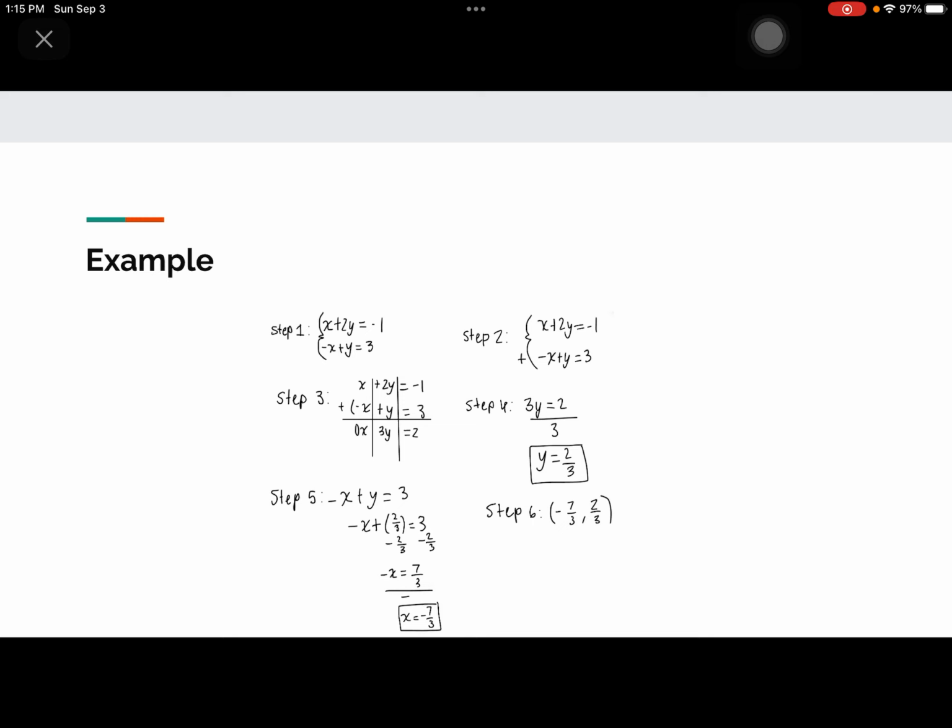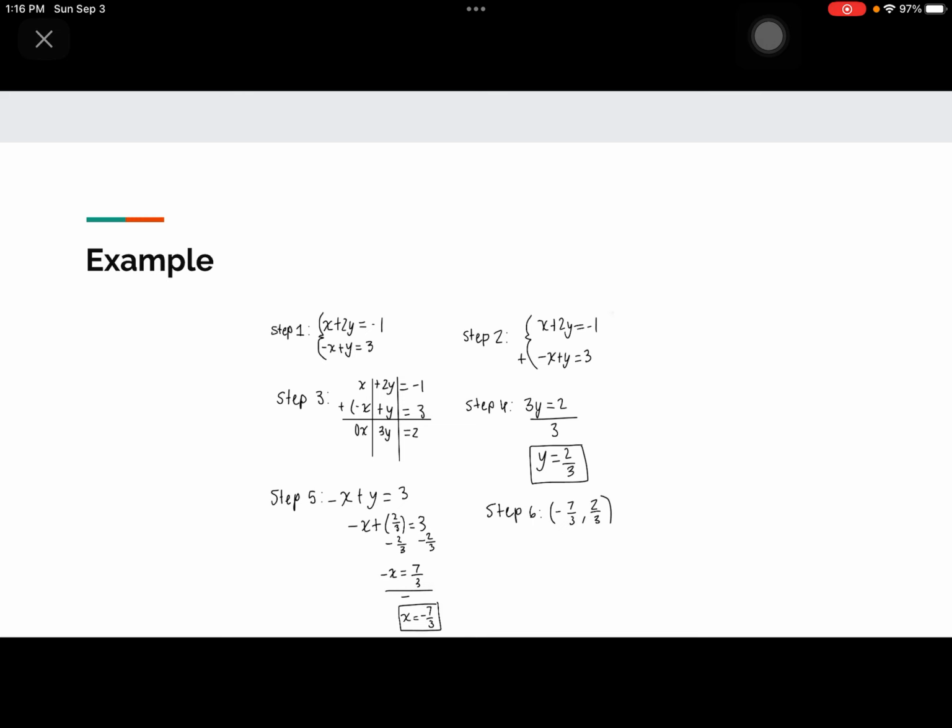So I just plugged it into the second one, and I got negative x plus y, where y is 2/3. So negative x plus 2/3 equals 3. I subtracted 2/3 from both sides, and 3 is also 9/3. So 9/3 minus 2/3 is equal to 7/3. So negative x equals 7/3. I divided by negative 1 to make x positive, and I got x equals negative 7/3. So then I put it again into xy coordinate form, which is (negative 7/3, 2/3).